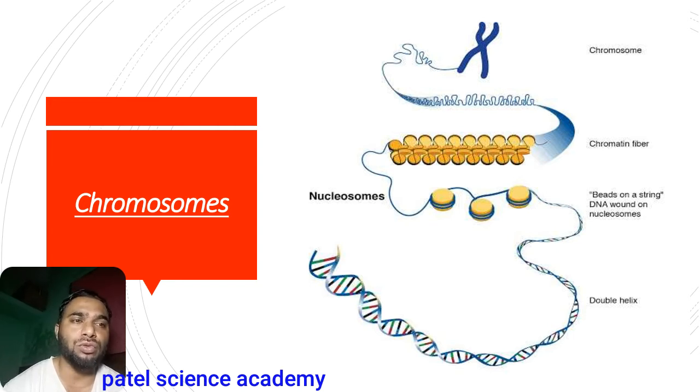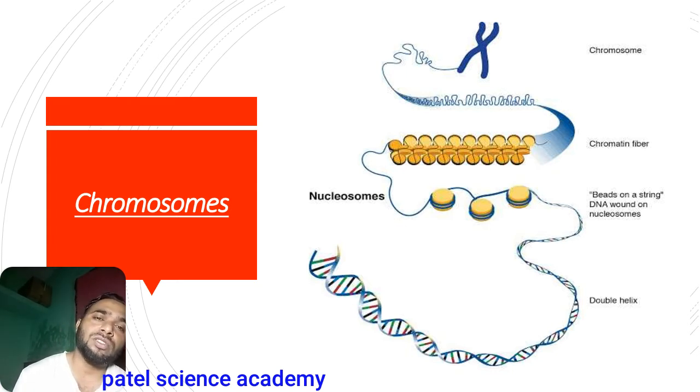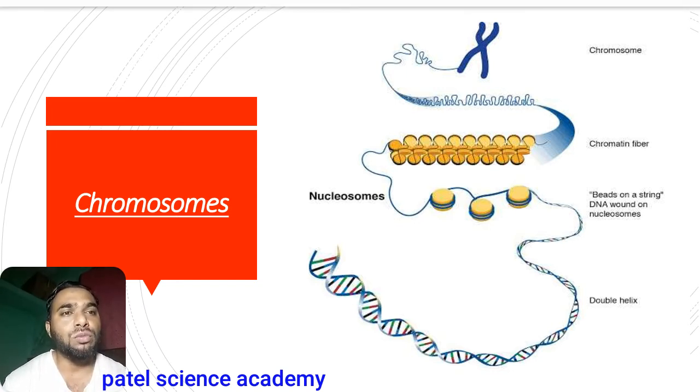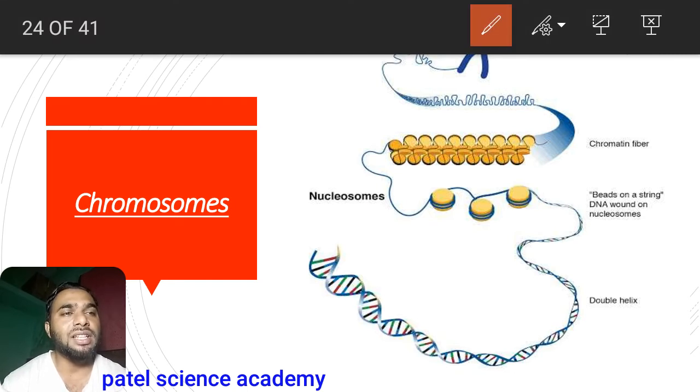Different nucleosomes together look like beads on a string, and six nucleosomes together form a structure called the solenoid. Solenoids supercoil together to form the chromatin fiber, and the chromatin fiber then coils and supercoils, gets condensed, and forms the chromosome structure.